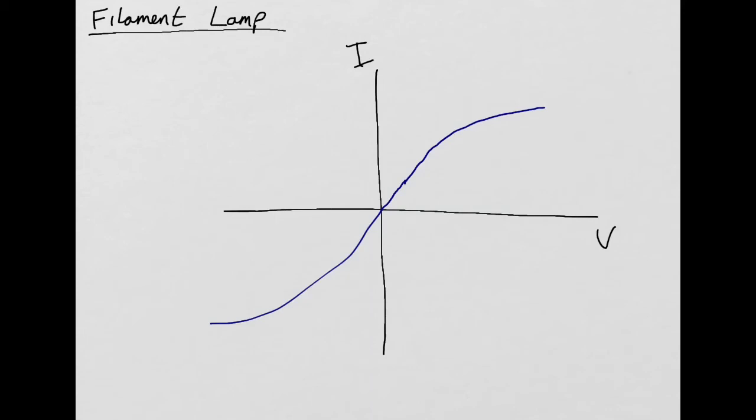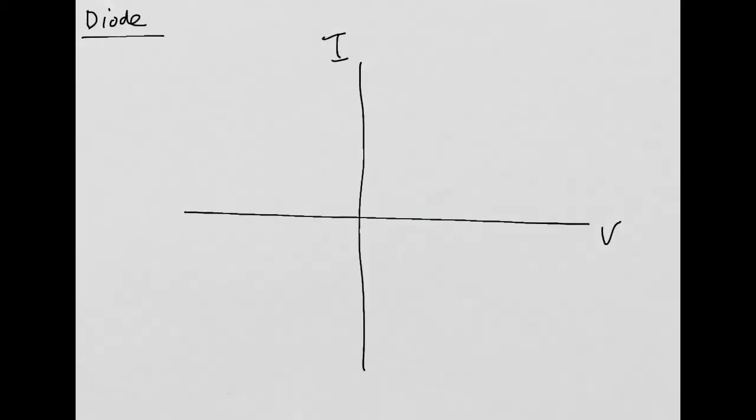So a filament bulb is non-ohmic. It does not follow Ohm's law. You could use Ohm's law at any point on the graph to calculate the resistance, but it's not ohmic. It doesn't follow a directly proportional relationship. It curves.